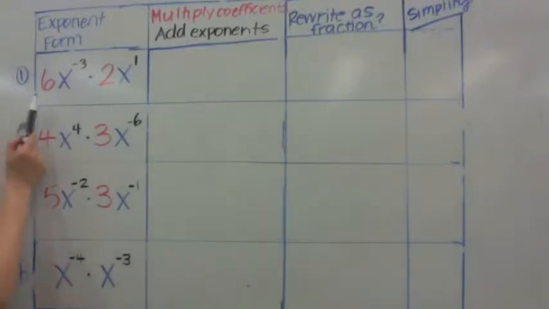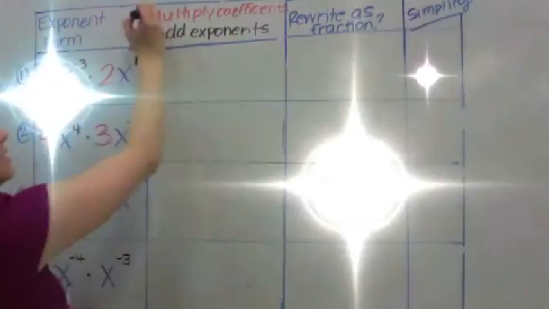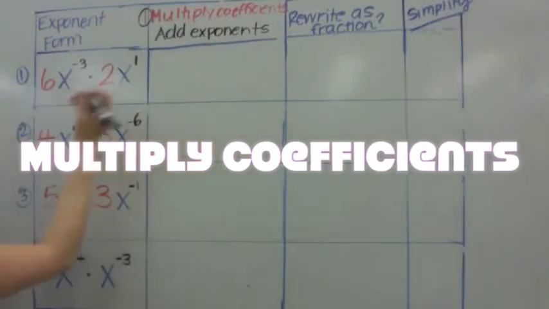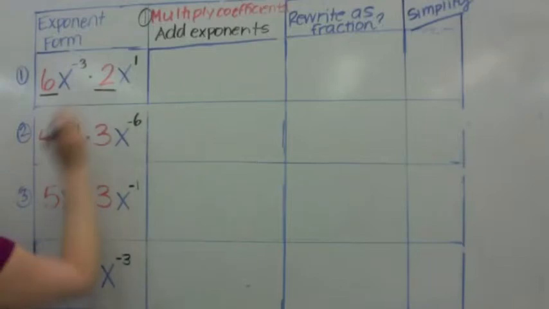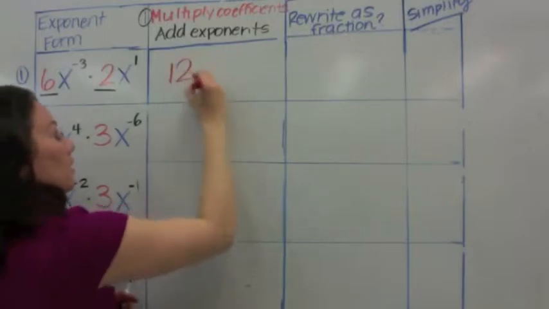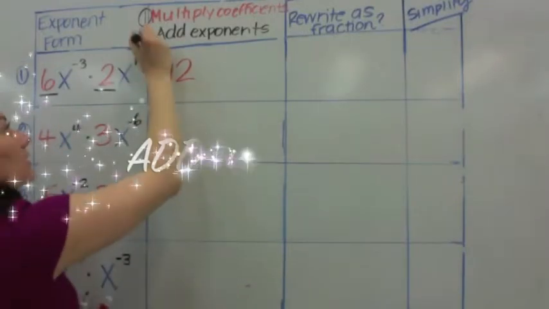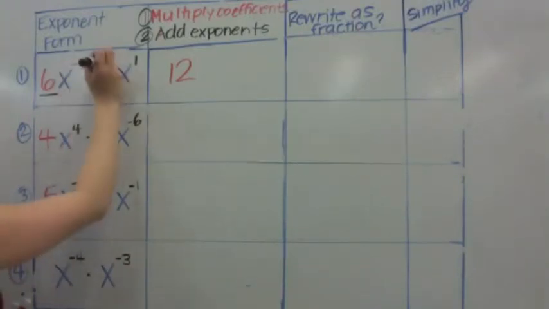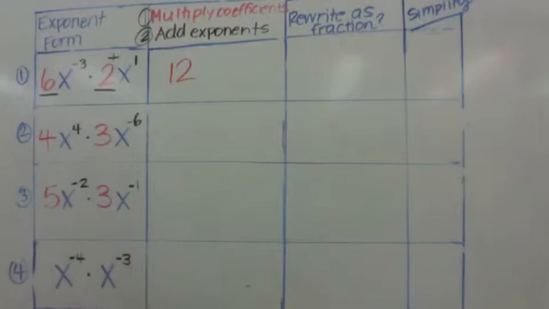Read this with me. 6x to the power of negative 3 times 2x to the power of 1. The first step is to multiply coefficients. So we're going to say 6 times 2. We know from the last example that 6 times 2 is 12. Then step number 2, add exponents. We have negative 3, and I'm going to put a little positive sign. Negative 3 plus 1.